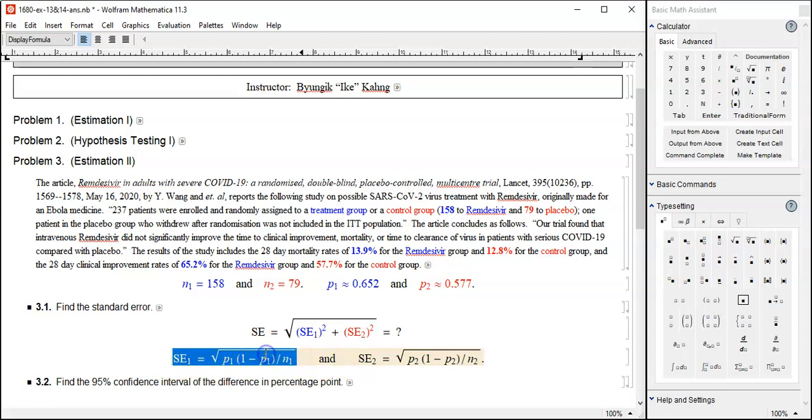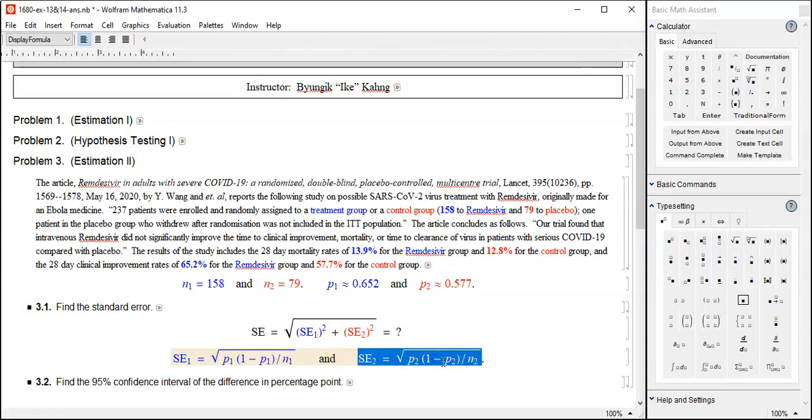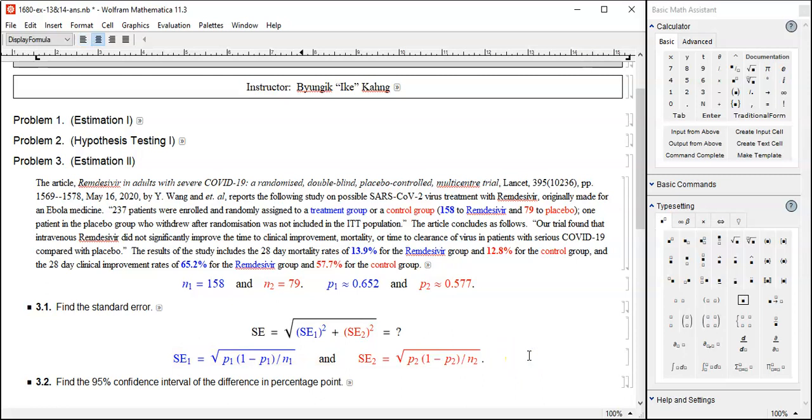So that is for the treatment group who received remdesivir, and this is for the control group who did not receive the medicine, or received placebo, the fake medicine. We have all these numbers, and then we have the formulae, this and that. So finding the standard error for this two-sample inference, I'm going to stop here and I'll leave it to you.